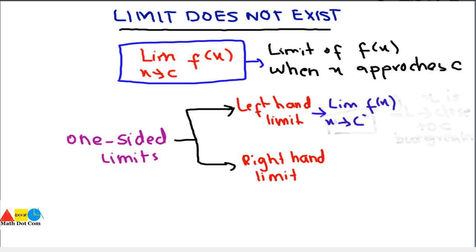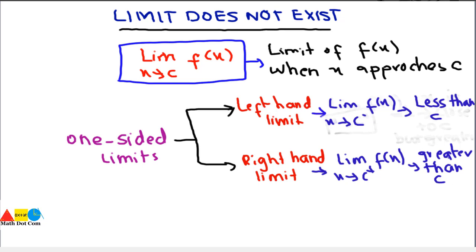That is, the value of x is less than c. So this will be the left-hand limit, that is, x is sufficiently close to c but less than c. So this is called the left-hand limit. Then the right-hand limit is the opposite of the left-hand limit, that is, limit x approaches c plus, f of x. It means that x is sufficiently close to c but greater than c.